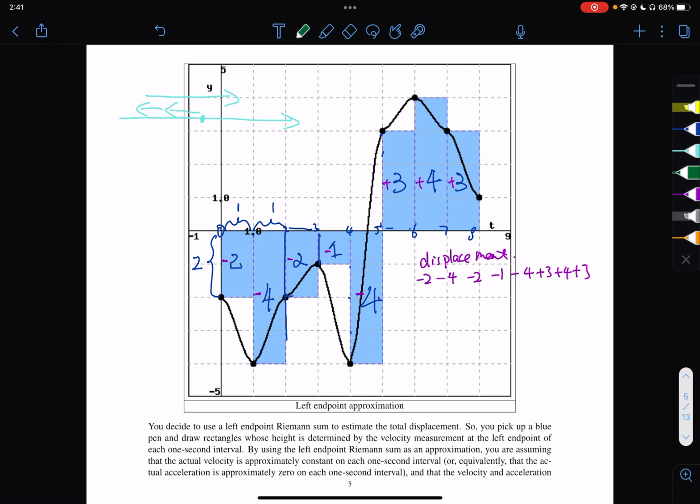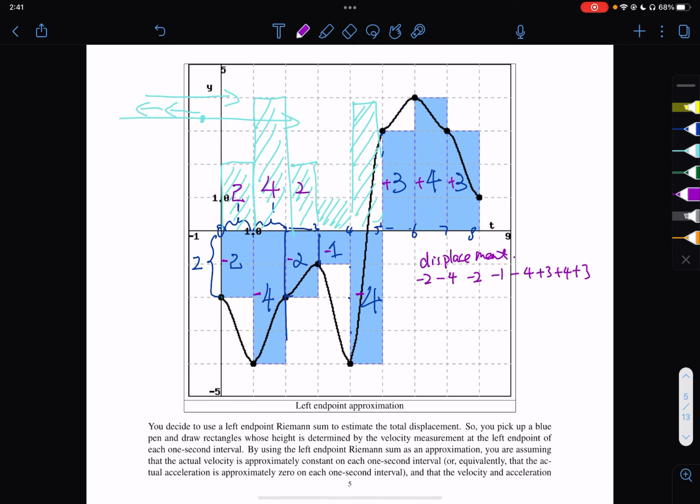So naively speaking, what you are calculating is flipping this whole region to the positive side. Therefore, you are trying to calculate something which looks like this. I'm flipping this back to the top, and this, and that, and that, and that. So that's what you're actually calculating. Everything that was negative before is now positive. So it's 2, 4, 2, 1, 4. So you're adding all those together. The distance traveled is treating all the regions as positive. So 2 plus 4 plus 2 plus 1 plus 4 plus 3 plus 4 plus 3.